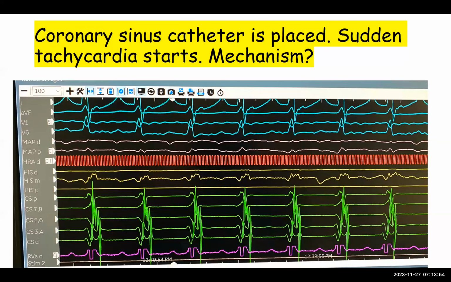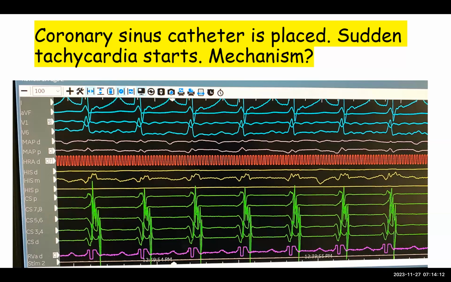So anything you can guess from this tracing? I'm not sure. Well, what do you make of the ventriculoatrial timing? Can you comment on that?